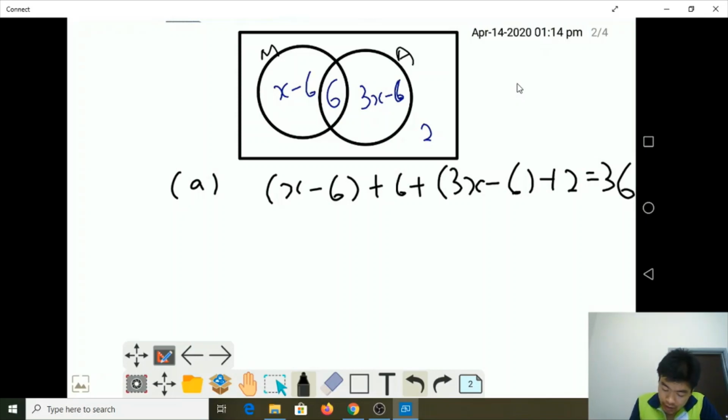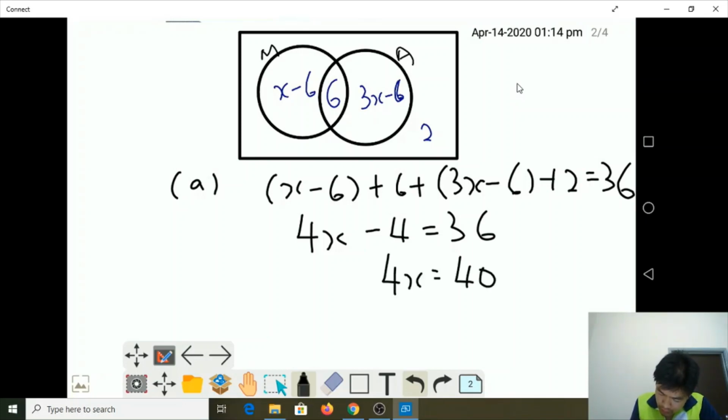So x plus 3x is 4x, minus 6 plus 6 is 0, minus 6 plus 2 is minus 4, right? Equals 36. Move the negative 4 to the right hand side, equals 40. So x equals 10. There you go, you have your answer for A already. The number of teachers who prefer mango is 10.